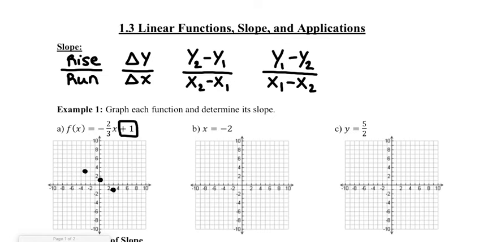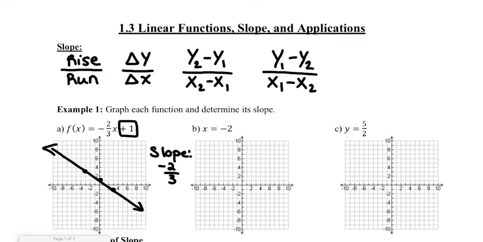So just make sure you only use that negative once, either going down and to the right or going up and then to the left, connecting those points with a straight line. And then the slope of that equation is going to be that number in front of x, so negative 2/3 is our slope for A.